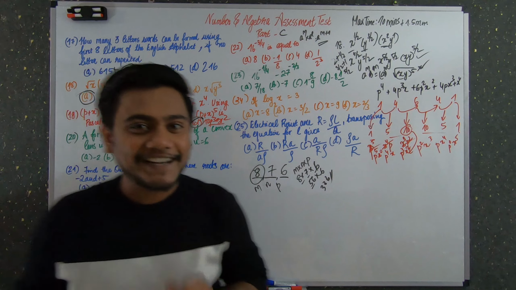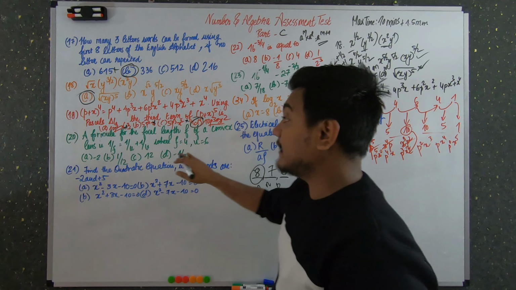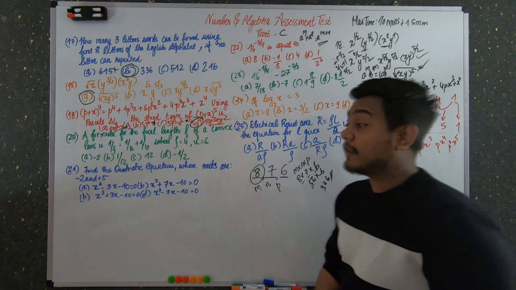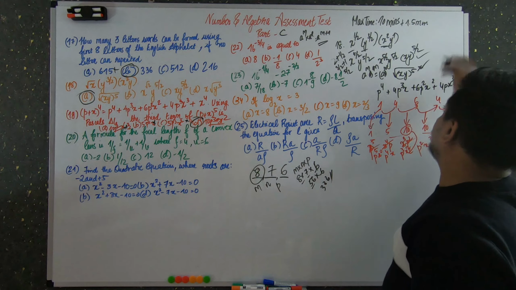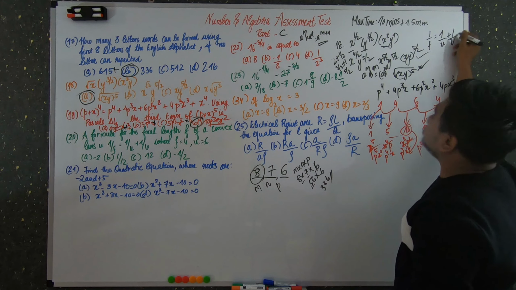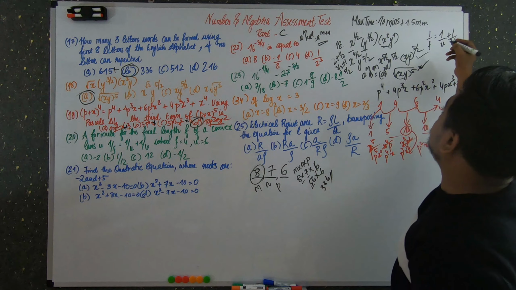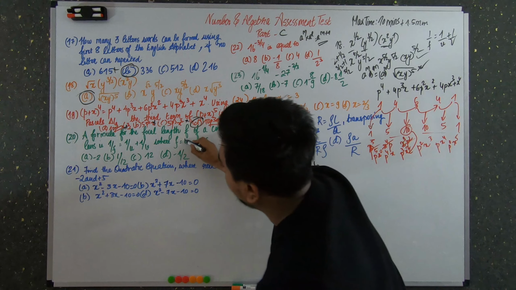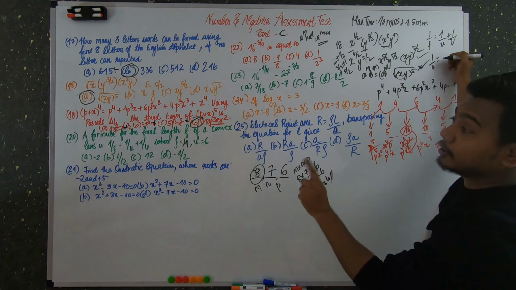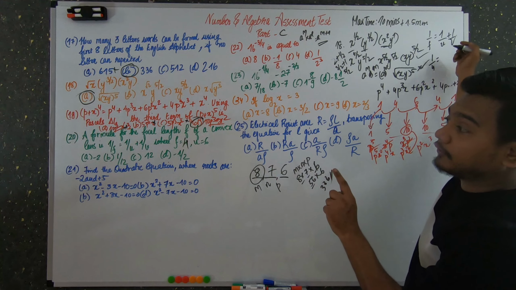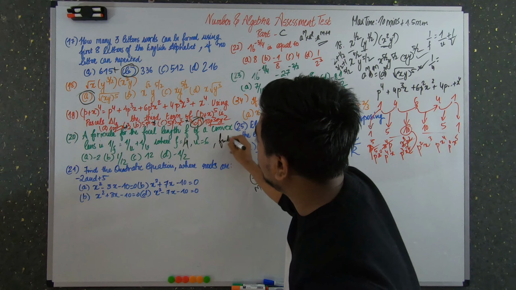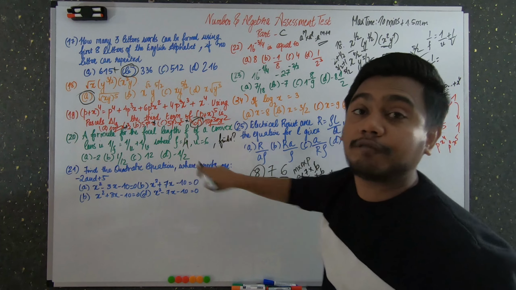I hope it's very much clear. Okay, now let's discuss the next problem. A formula for the focal length f of a convex lens is given as 1 by f is equal to 1 by u plus 1 by v. What else is given? f's value is 4, so 1 by f is 1 by 4 and u is 6. We have to find v. The value of v is from these options.